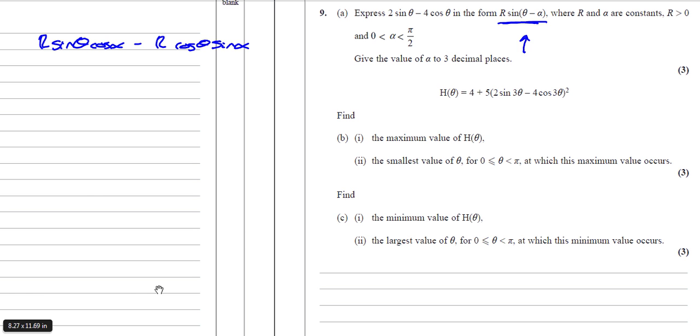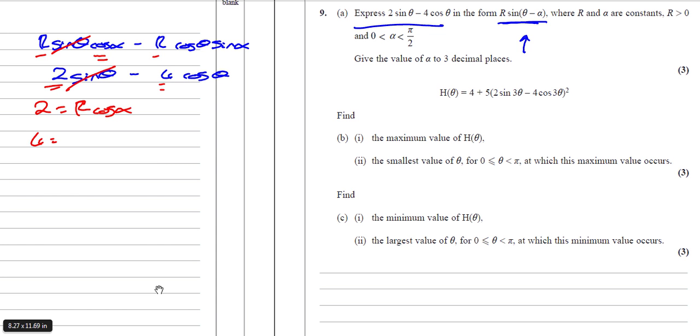Again, make sure you know how to do these expansions. As soon as you've done that, you put the other one next to it, the thing that we're comparing, 2 sine theta minus 4 cos theta. We knock out the sine theta, so 2 is equal to r cos alpha. And 4 equals r sine alpha. In the exact same way we do the sine divided by the cos, that leaves us with 4 divided by 2, which is 2. R divided by r disappears. Sine alpha over cos alpha equals tan alpha.